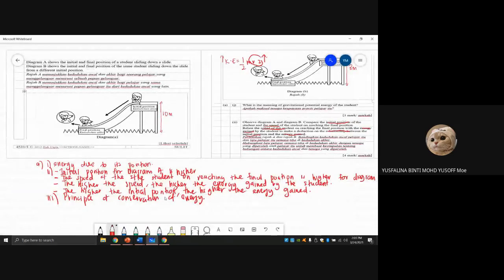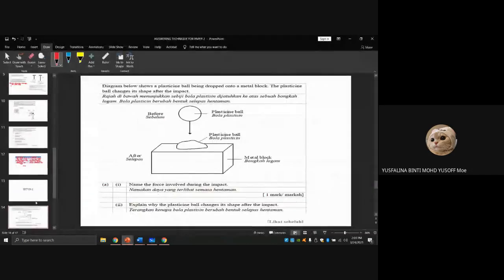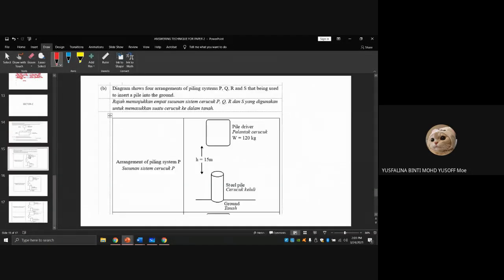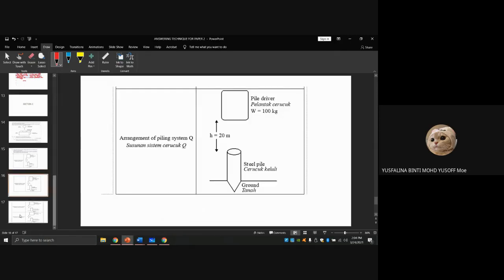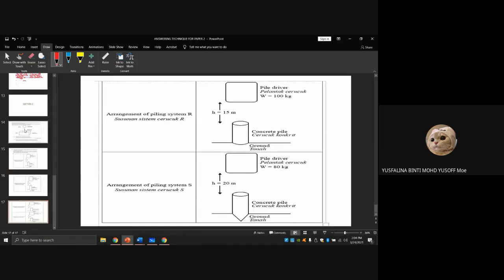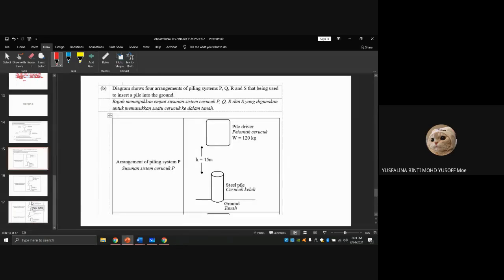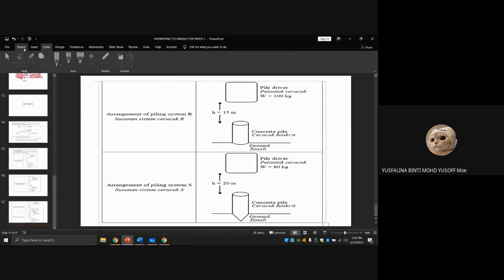Like this. All right, and then I actually want to discuss more on this part. For B, the diagram shows four arrangements of filing system P, Q, R, S that are being used to insert a file into the ground. So you have P, this one is Q, and this one is R and S. Later they will ask you to choose which filing system is better. For this one, you have to answer in a table. So again, you have to answer in a table.